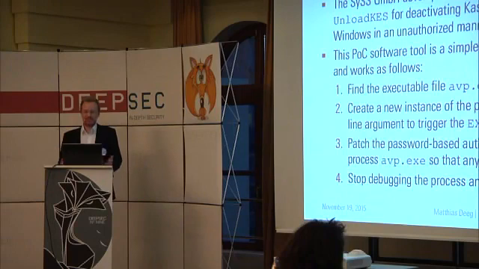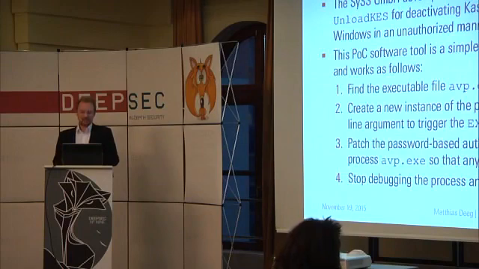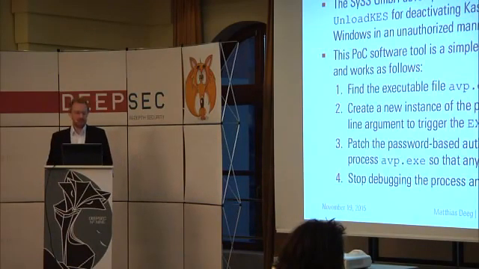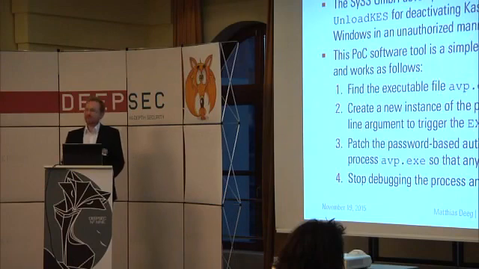Then it just creates a new instance of the process AVP with a specific command line argument. In the example I will show, it's the exit function that is triggered, and the exit function just shuts down the endpoint protection completely. The next step is to patch the password-based authentication of the newly created process so that any password is considered correct, or actually that no more password is required in order to trigger this functionality.